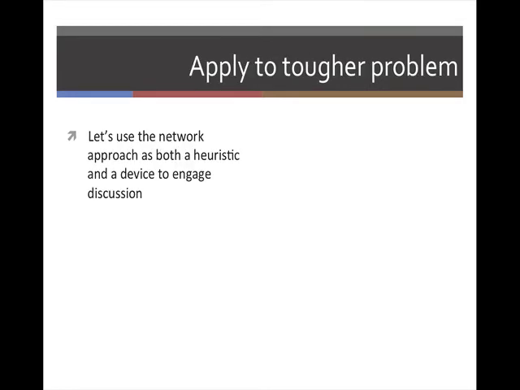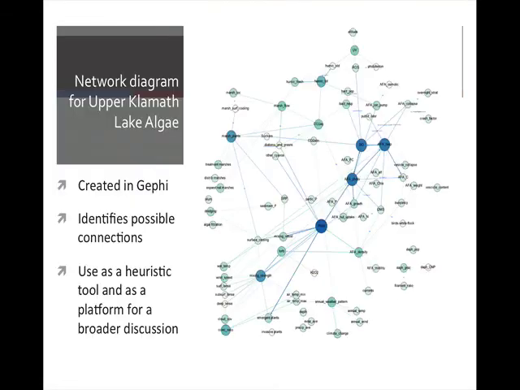Now I want to apply this to a tougher problem, and the point of this is not for you to learn about my research in algae in Upper Klamath Lake, but to show you how to use this network tool as both a heuristic and a way to discuss and engage discussion. So that original diagram on the front page, it's here, and this is something I generated in a software called Gephi, which identifies all the possible connections and the nodes, well, not all the possible, but the ones I could put in. And I'm going to show you how to use this as a heuristic tool and for broader discussion.